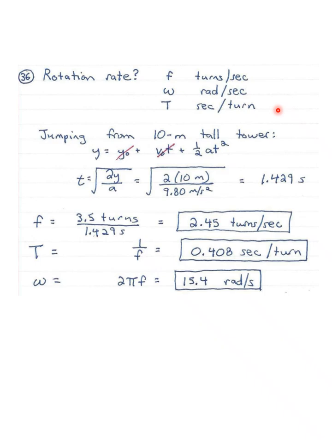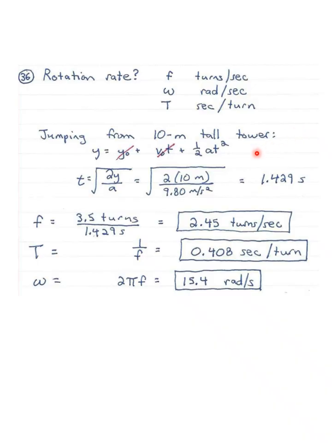So we know that he wants to do 3.5 somersaults. What we don't yet know is how much time he has. So he's jumping from a 10-meter high tower. So jumping from 10 meters, let's use kinematics of linear motion.